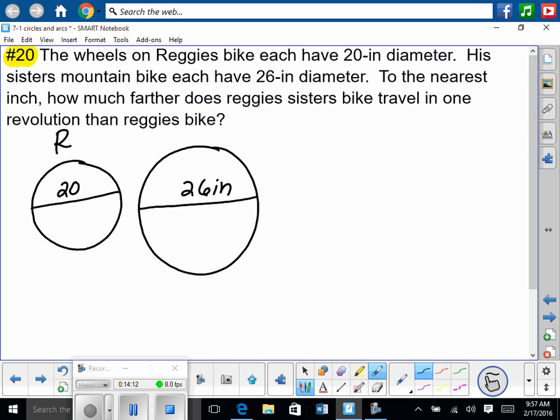Is everybody comfortable so far? So that's the sister. Okay, so now it says, to the nearest inch, how much farther does Reggie's sister's bike travel in one revolution? Doesn't one revolution mean 360 degrees, going all the way around the circle? Yeah, that is what it means.